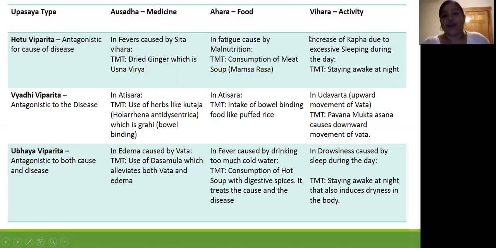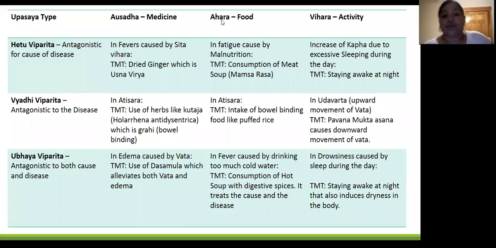Okay? Similarly, we have food that can be antagonistic to the cause of the disease. An example of that, for instance, is if a person is fatigued due to malnutrition, such as in anorexia or bulimia. They have severe fatigue due to malnutrition. The positive upashaya treatment for that would be consumption of meat soup, or mamsarasa. What this mamsarasa does is, it is a food that is antagonistic to the cause of the disease, which is malnutrition.